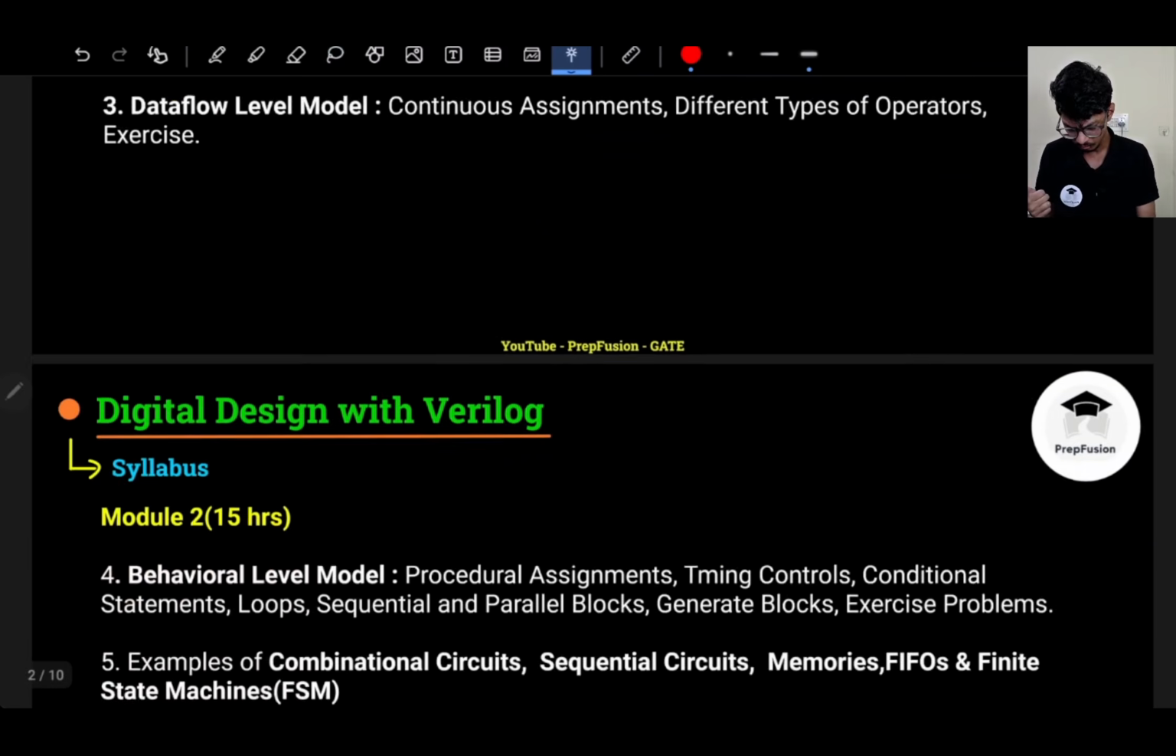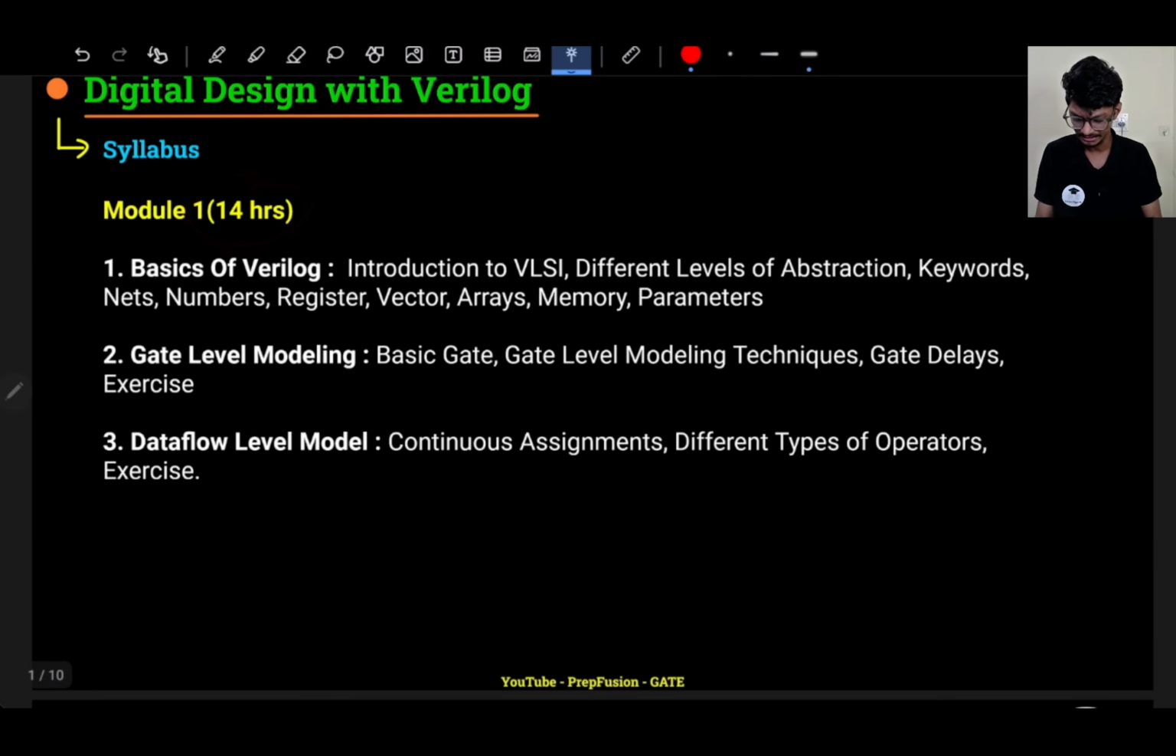Module 1 is roughly 14 hours, and in this module the first chapter will be the basics of Verilog, in which I will introduce you to VLSI. Then we will learn about different levels of abstraction, keywords of Verilog, nets, registers, vectors, memory, parameters, and how to write Verilog code.